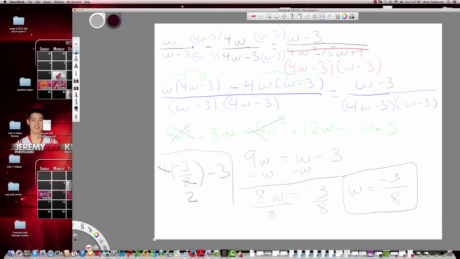This and this will cancel, so you have 2 on the bottom. Negative 3 over 2 minus 3 will not give me 0, so I'm okay. So this should be the correct answer here.